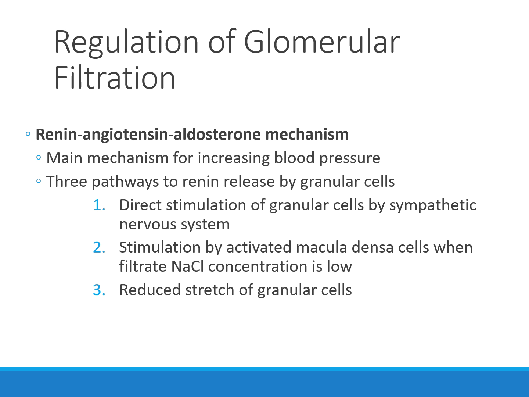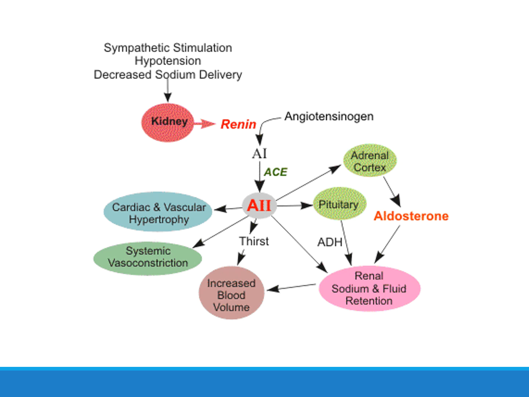Then there's the renin-angiotensin-aldosterone mechanism. So for the umpteenth time this semester, we need to make sure that we understand this. This is the main mechanism for increasing our blood pressure. There are three pathways to renin release by those granular cells in the afferent arteriole: direct stimulation by the sympathetic nervous system for fight or flight, stimulation by activated macula densa cells when the filtrate sodium chloride concentration is too low, or reduced stretch of the granular cells. So there it is once again. If you haven't gotten this by now, please make sure that you come and see me immediately. You absolutely have to understand this.